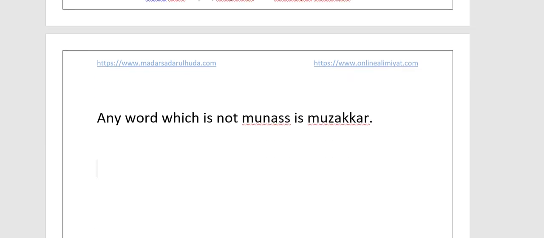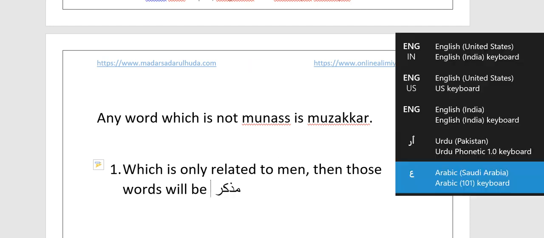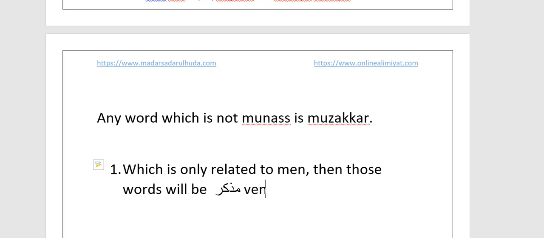But if there is any word which is only related to men, then those words will be muzakkar, even after the sign of muannas is found on it.